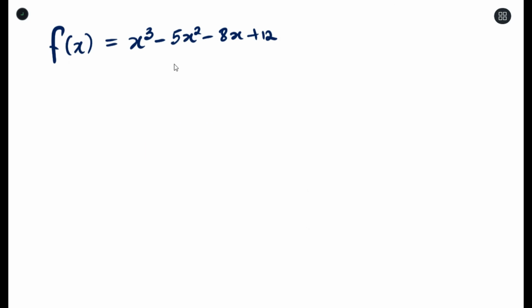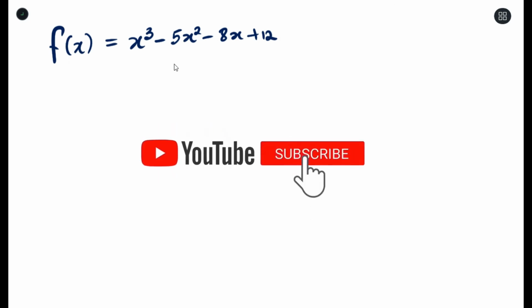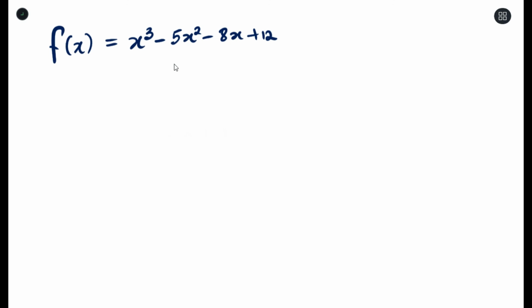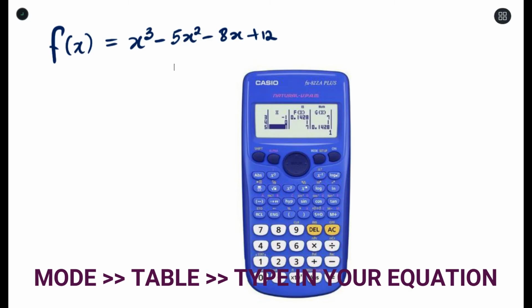So another way to factorize a cubic polynomial is by purely using your calculator. Now, it doesn't work for all questions, but it works for a lot. So that can help you get your answers a little bit easier. Now, you would go to the mode of your calculator. I'm using a Casio calculator, so your calculator might be a little bit different. Look for where it says table.